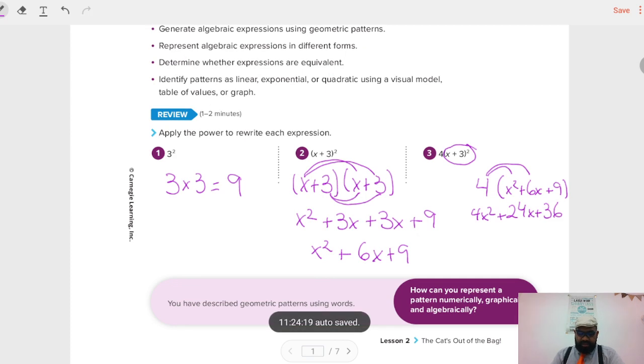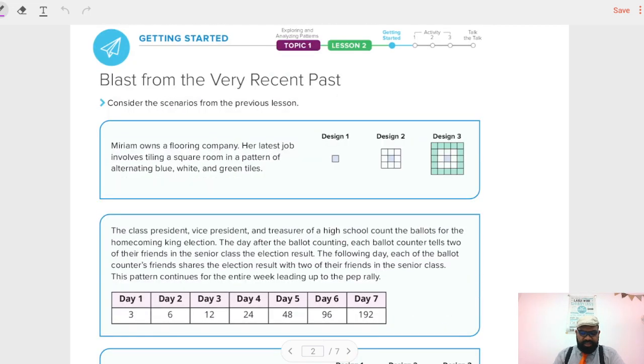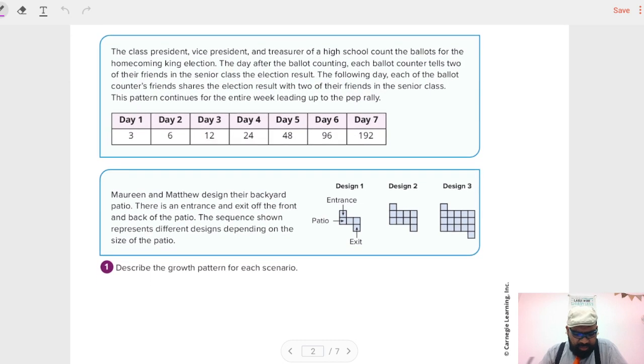Let's go, guys, in our lesson, page number 2, the first scenario. I think you remember this from last class, where I talked about the Miriam Tile Company. The second one is the students' work about the homecoming king election, like they're spreading gossip about the results. And number 3 is just another pattern to construct a patio. Okay, let's describe the growth for each scenario.